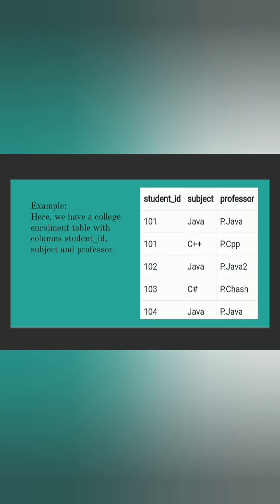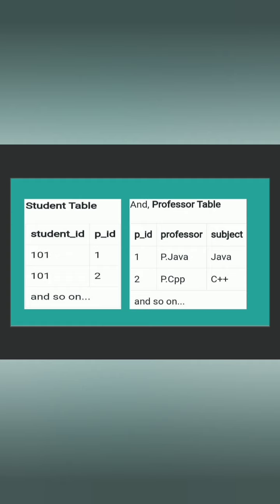But this table is not in Boyce-Codd normal form, as subject is a prime attribute, while professor is a non-prime attribute, which is not allowed by BCNF. To make this relation or table satisfy BCNF, we have to decompose it into two tables, that is student table and professor table. And these are the two tables, and now this relation satisfies Boyce-Codd normal form.